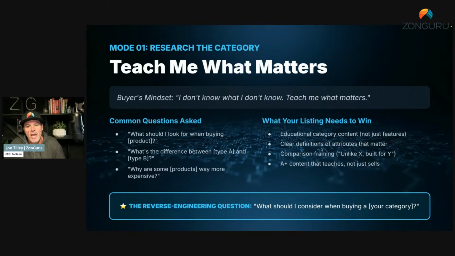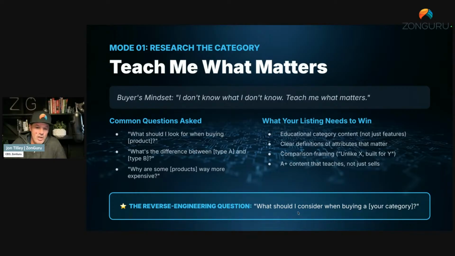And the education side you need to do on your listing is the category content, not just features. You need to educate the benefits, the clear definition of attributes, comparison framing. That's one of the ones that's missing most in listings: the compared to, right? How do you compare to in the right way? A plus content needs to not only just sell, but it needs to educate. And that's the beauty of the new AI era of Amazon, is your listings can actually sell and educate and explain benefits. They don't have to be ingredient based, keyword stuffed listings, right? That don't make sense, which is what it's been.